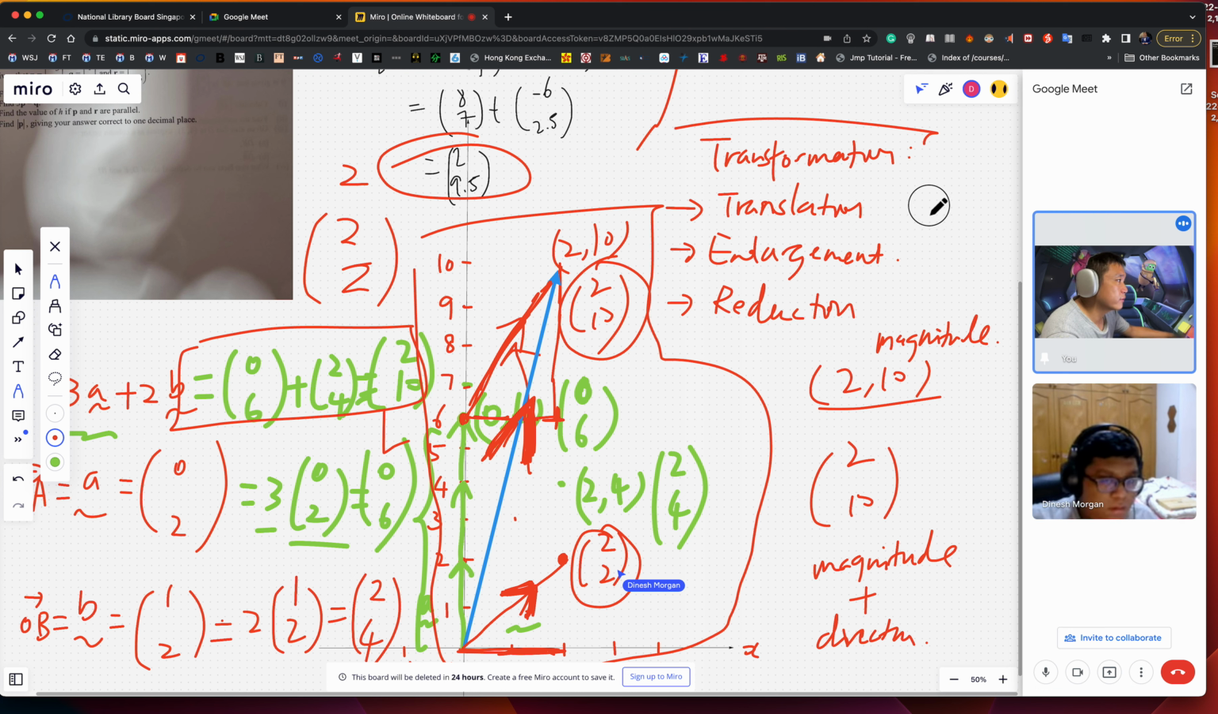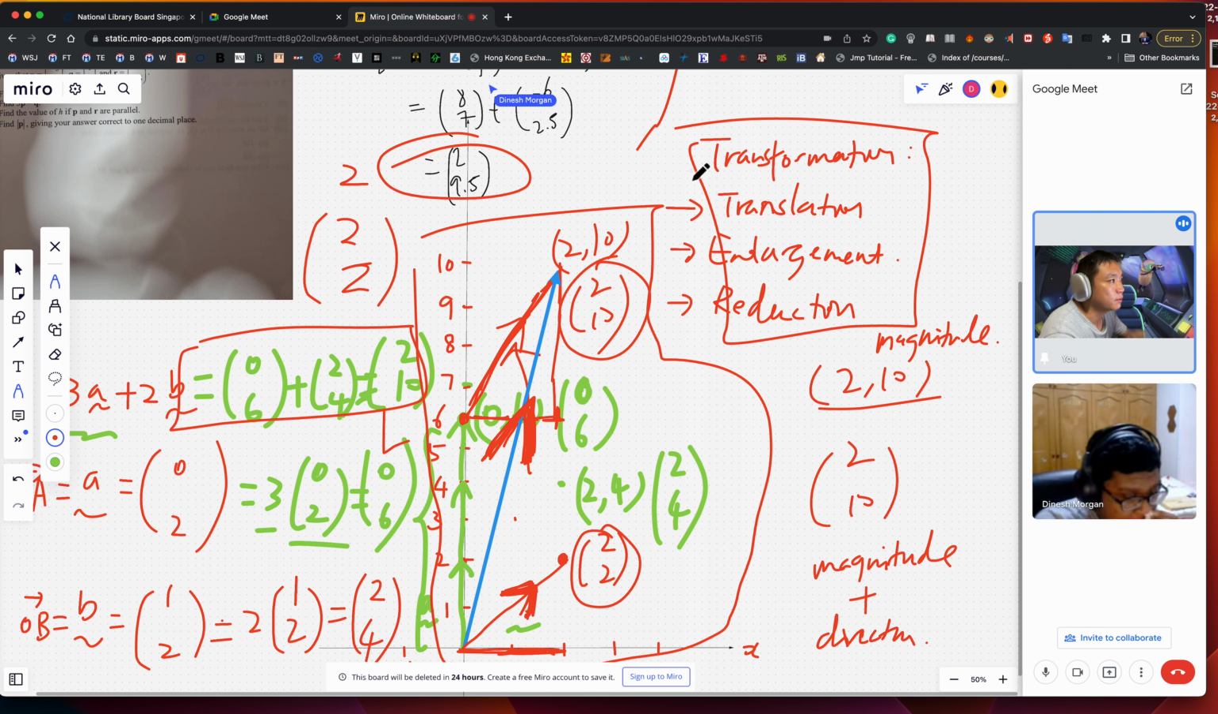So next chapter, transformation. Maybe when you start to learn about transformation, I can try to link it to vectors one more time.